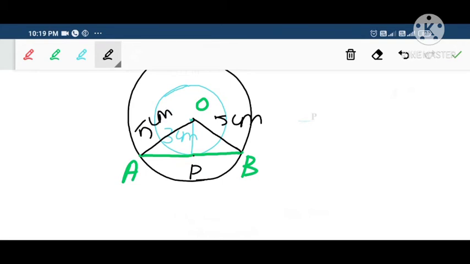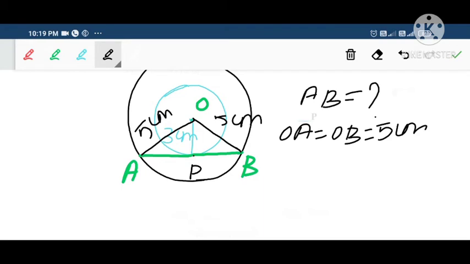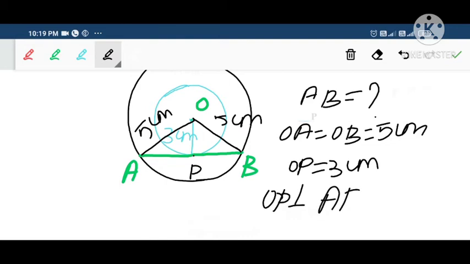So now concentrate on the triangle OAB. We need to find out the length of AB. AB is the chord. We need to find the length of the chord. OA is equal to OB is equal to 5 centimeter, the radius of the outer circle. OP is equal to 3 centimeter, the radius of the inner circle. Then OP is perpendicular to AB, because P is the point of contact and AB is the tangent to the circle with radius 3 centimeter OP. So OP is perpendicular to AB.